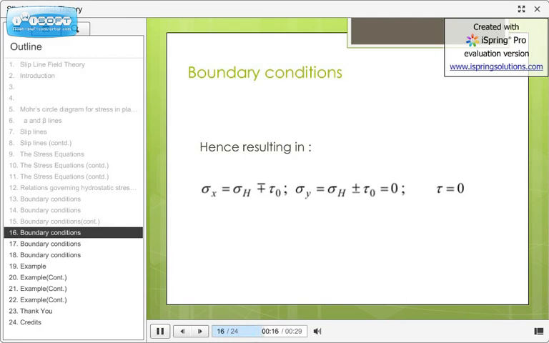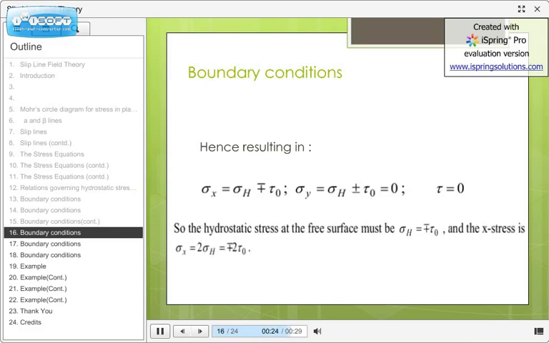Now since sigma y equals 0, the hydrostatic stress at the free surface must be plus minus tau naught, and sigma x equals 2 sigma h equals plus minus 2 tau naught.